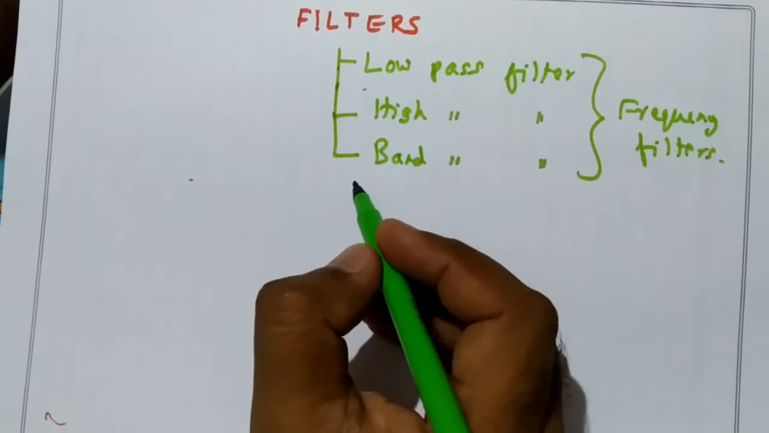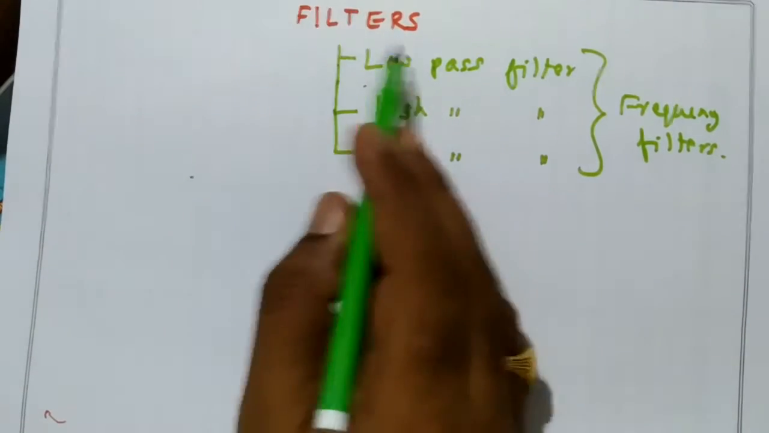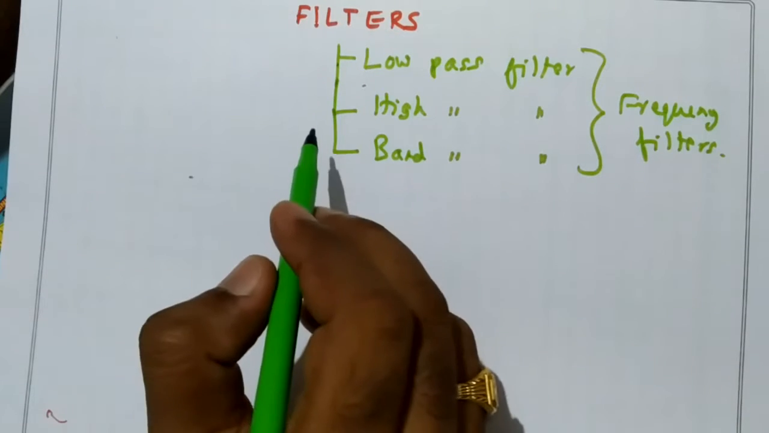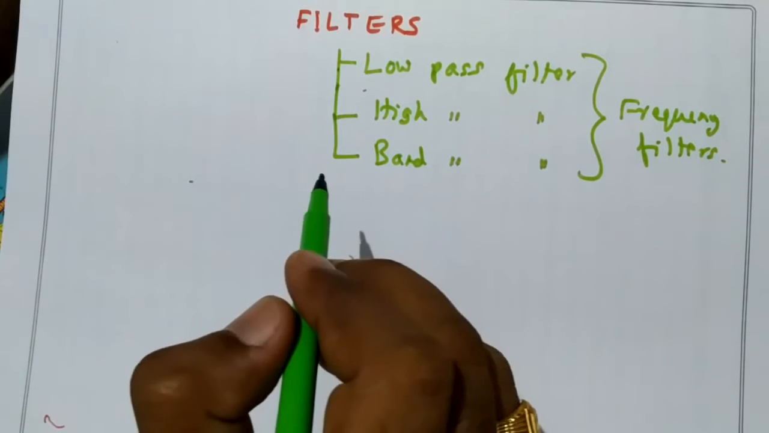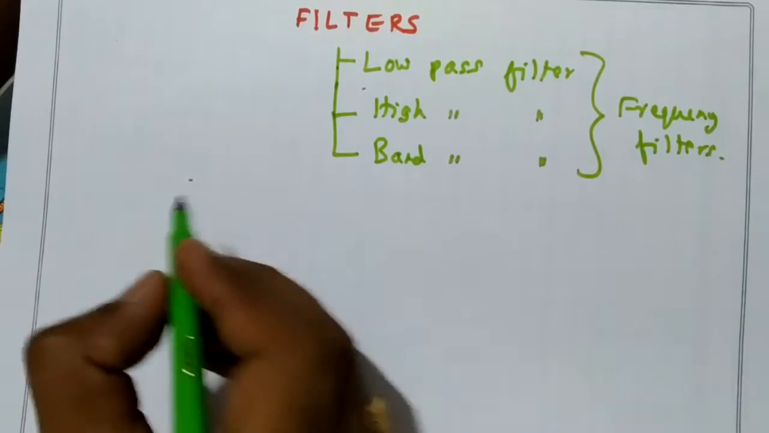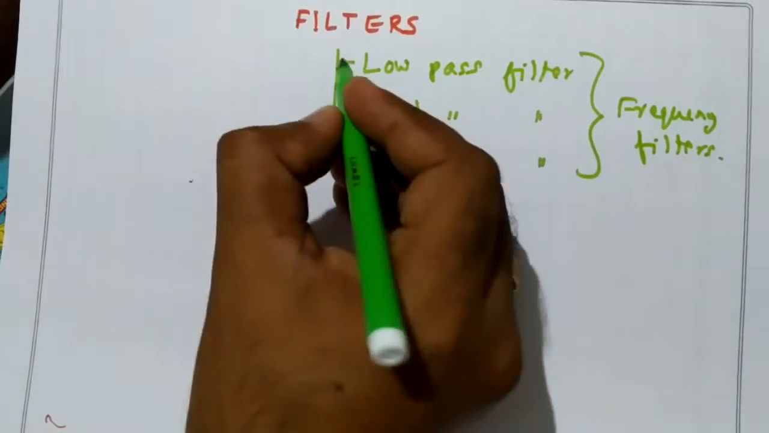But I am not going to discuss these frequency filters now. I am going to discuss a filter which blocks these AC components from a pulsating DC. There are many such filters basically. So this is one part.